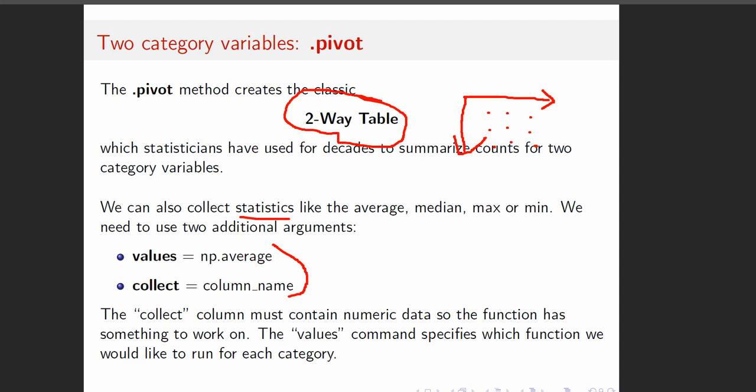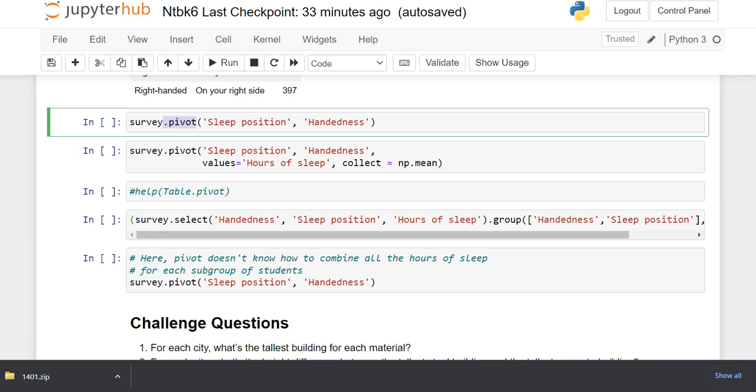statistics, but we have a little more difficult job because we need to use two additional arguments. Values equals, that's going to let us know the function that we want to collect, and then collect equals column name. We have to tell it where the numeric data is. So we've got to tell it what function to perform on the numeric data and where to find the numeric data. So it's a little more troublesome than the dot group method, but still very useful. Let's take a look here.